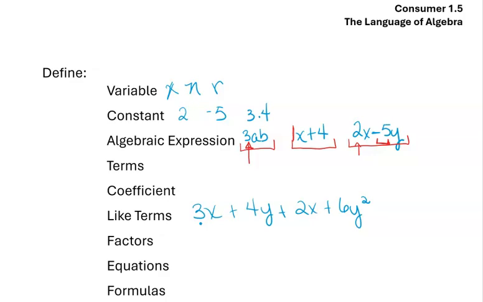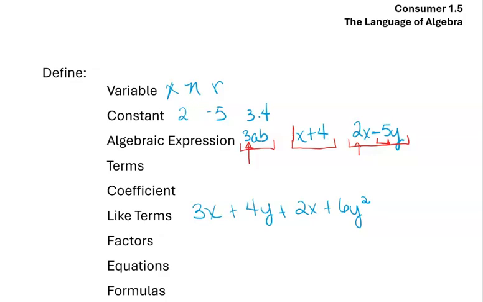Like terms are two or more algebraic terms that have the same variable with the same exponent. So in this expression here, 3x plus 4y plus 2x plus 6y squared, I've got some like terms that I can collect.